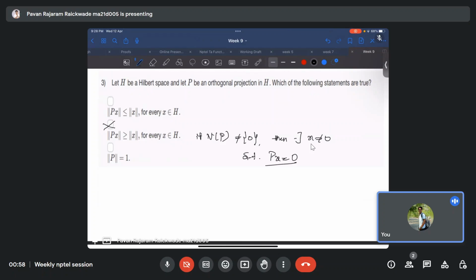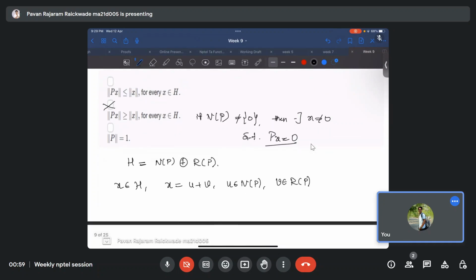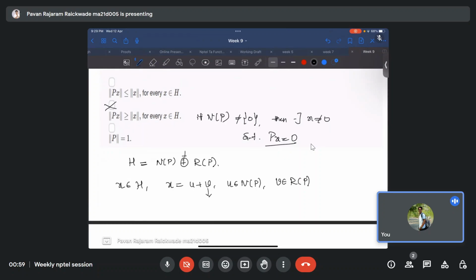Because it's an orthogonal projection, you can always divide the Hilbert space into an orthogonal direct sum of the null space of P and the range space of P. So for any x belonging to the Hilbert space, you can write x as u plus v, where u belongs to the null space of P and v belongs to the range space of P. This is the orthogonal direct sum, and this v will be just Px.